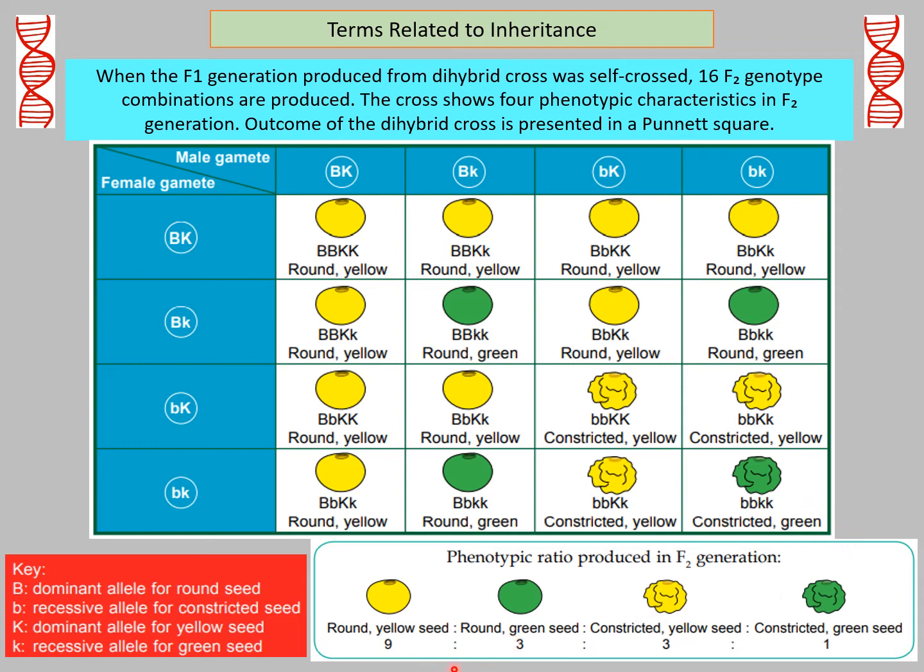So the ratio of the phenotype in the filial 2 generation is 9, 3, 3, 1. Nine carry the dominant traits, 3 carry the combination of dominant trait and recessive trait for round and green, and 3 carry the combination of dominant trait and recessive trait, which is constricted and yellow seed, and 1 only carries both recessive traits.